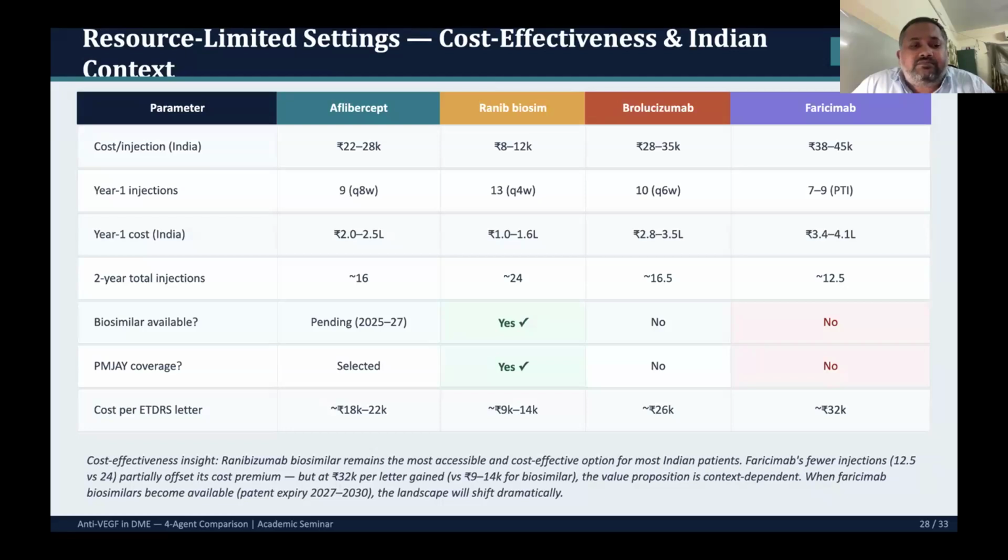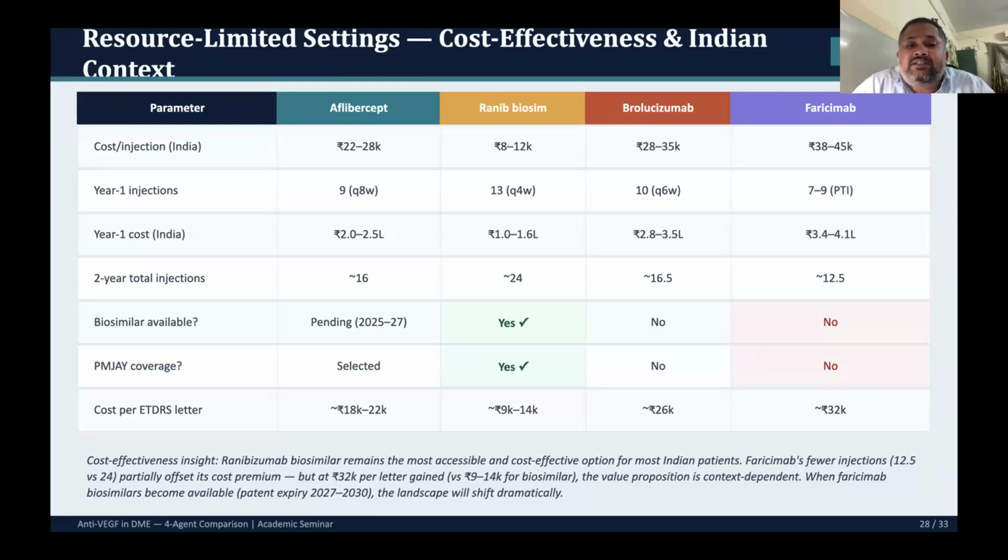So again, we're looking at the injection burden in terms of the costs and the number of injections. For aflibercept, year one with a Q8 interval, it's 9 injections. For ranibizumab biosimilar, it's 13 injections. For brolucizumab, it's around 10 injections with a Q6 interval. And with faricimab, it's 7 to 9 injections.